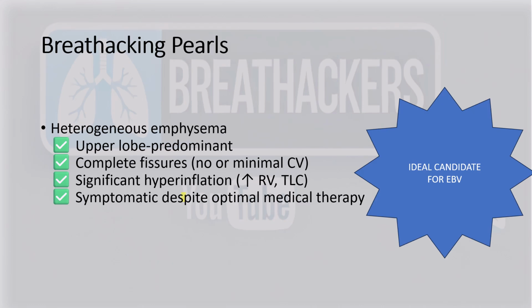So from the whole presentation, the main breathe-hacking pearls are that heterogeneous emphysema is preferred, and upper lobe predominant disease is preferred for valve placement. There should be complete fissure or fissure integrity with no or minimal collateral ventilation. Significant hyperinflation should be there with an increase in residual volume and TLC on the body plethysmography measurement, and the patient must be symptomatic despite optimal medical therapy. So if a candidate has more of these features, he or she is an ideal candidate for endobronchial valve.